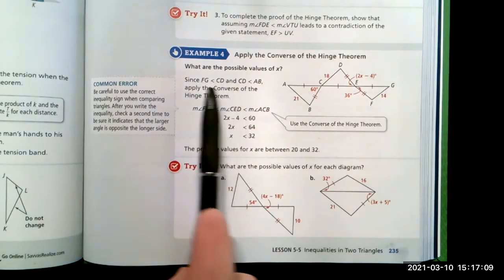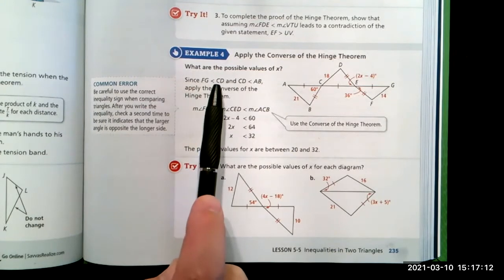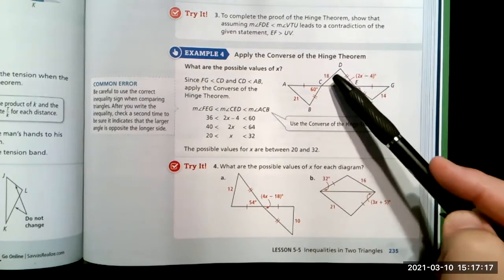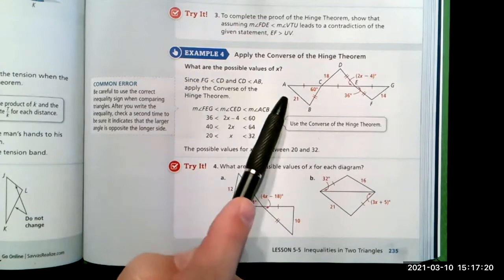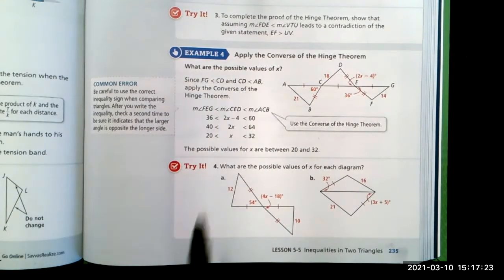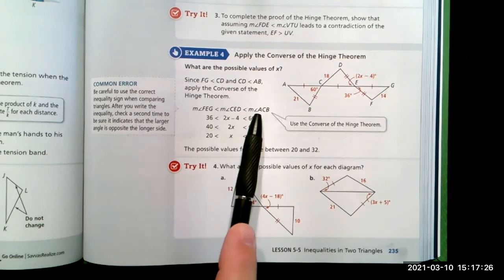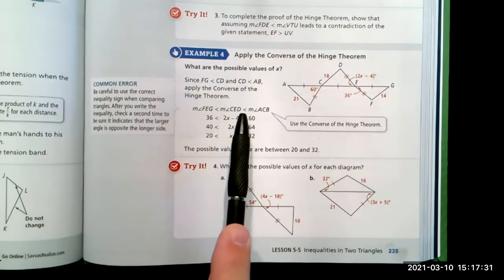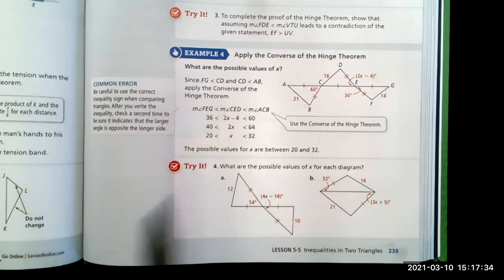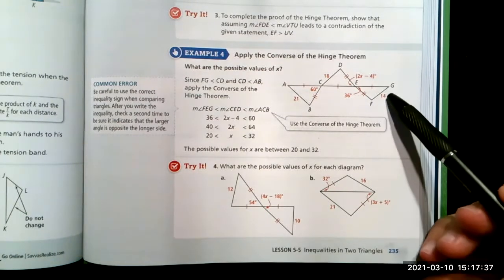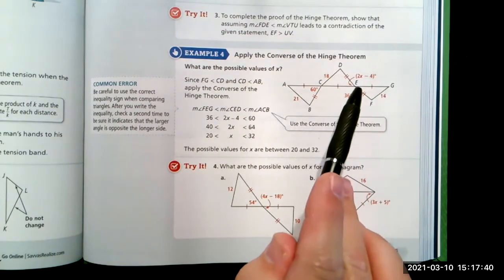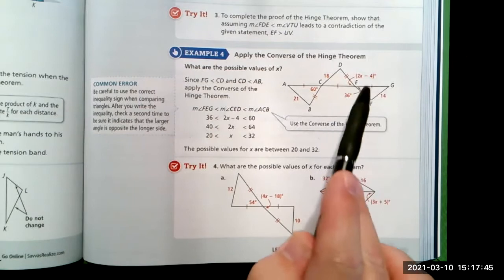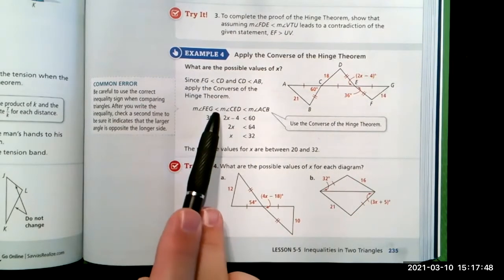So they're saying since FG is less than CD, and CD is less than AB, apply that converse of the hinge theorem. So here's exactly what they just said. The measure of angle FEG is less than the measure of angle CED, which is less than the measure of angle ACB. I already stated that. If this is the shortest side, that means that that opposite angle has to be the smallest angle. That's why they're saying that FEG is the smallest angle. FEG has to be less than.